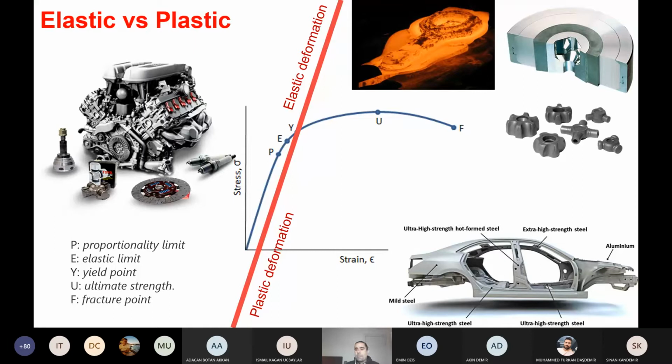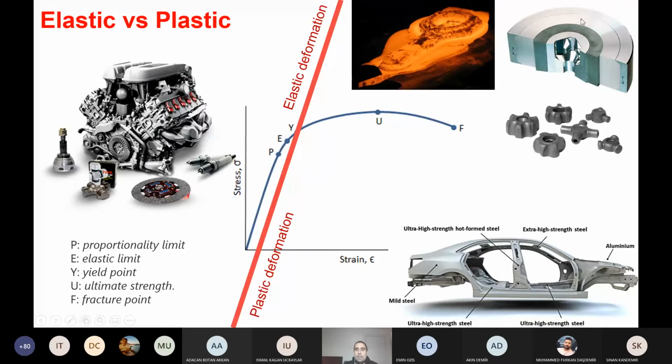However, on the right side, when we try to produce a part by shaping it, by forming it, then we should definitely go beyond yield stress, which is the plastic world or plastic deformation. Because if we cannot go beyond yield stress, once we remove the load, raw material will go back to its original state, and we will not be able to produce anything. So that is the biggest difference we see here while designing a part and then producing a part.